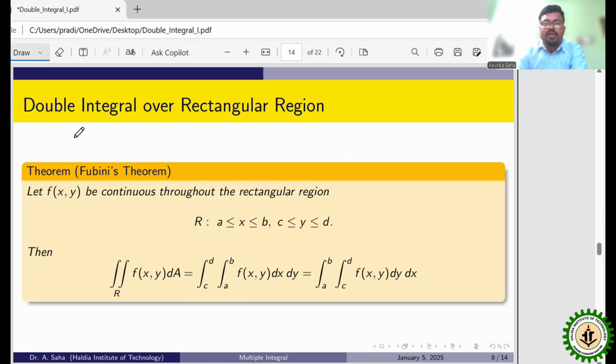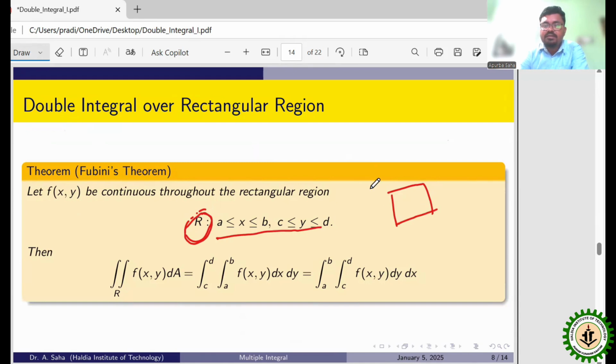Now, the double integral over a rectangular region. In this case, we consider the region R to be a rectangular region in the xy plane. And this theorem is Fubini's theorem. Let f of x, y be continuous throughout the rectangular region R. Here region R is taken as a rectangle.